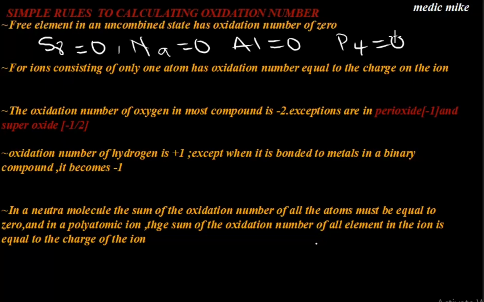Now, the next rule is for ions consisting of only one atom, they have oxidation number equal to the charge on the atom. So for this, you must make sure that the ion consists of just one atom, not a polyatomic ion. It must be a monoatomic ion. For example, we have the sodium ion.